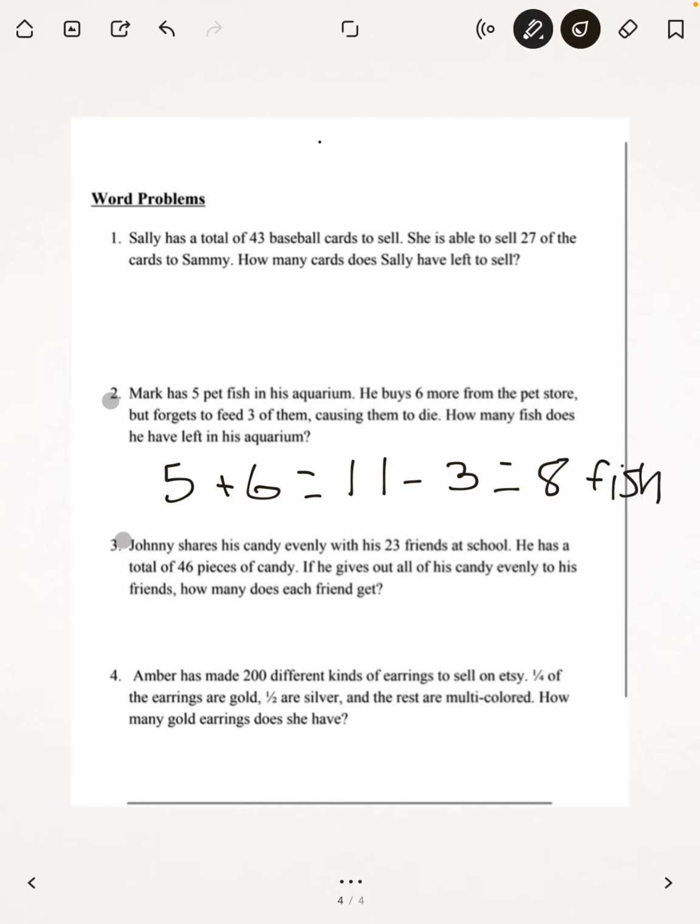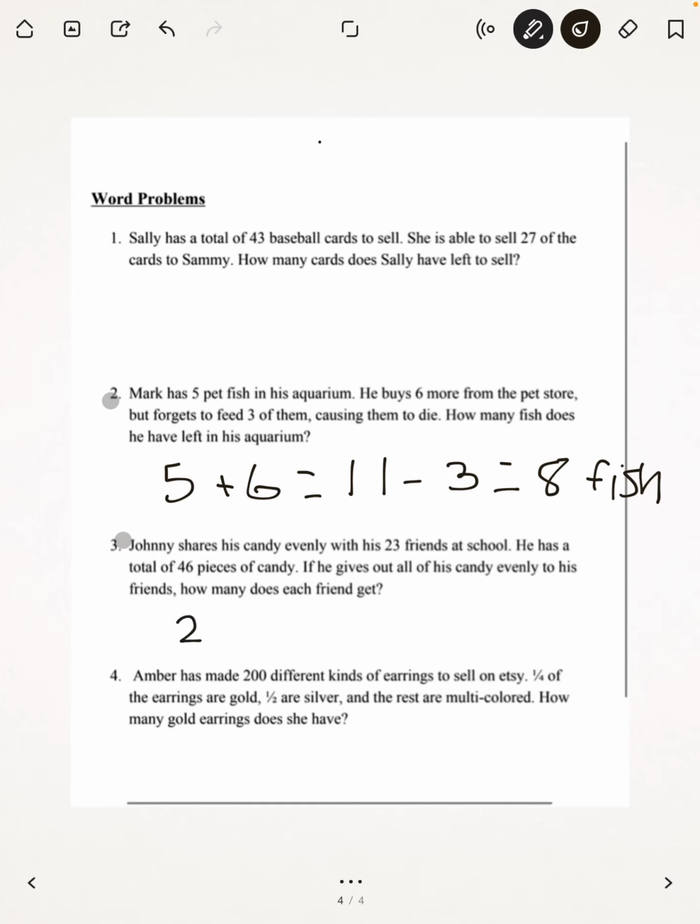Okay, Johnny shares his candy evenly with 23 friends at school. He has a total of 46 pieces of candy. If he gives out all his candy evenly to his friends, how many does each friend get? So in this situation, we have to divide because we should find out how many each friend gets.